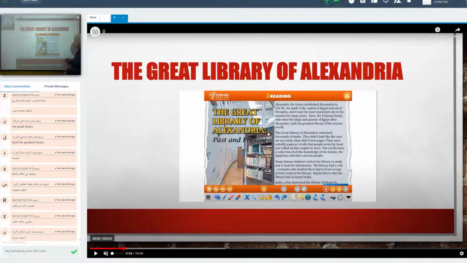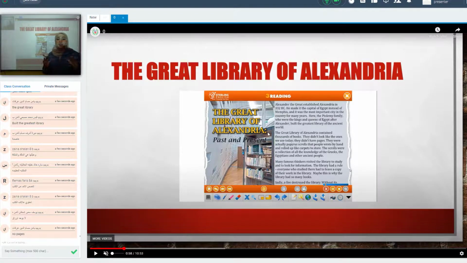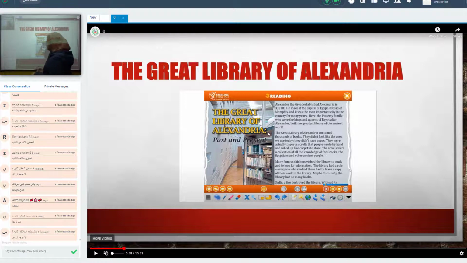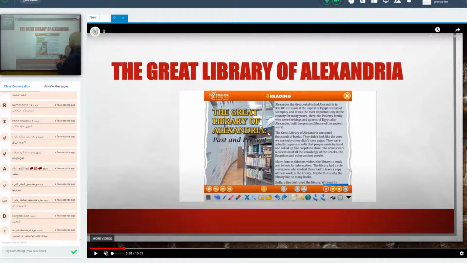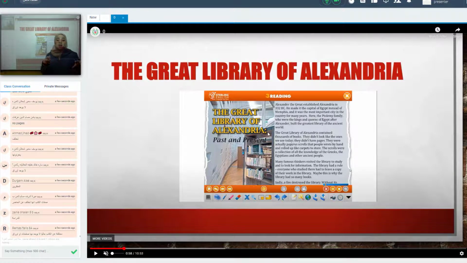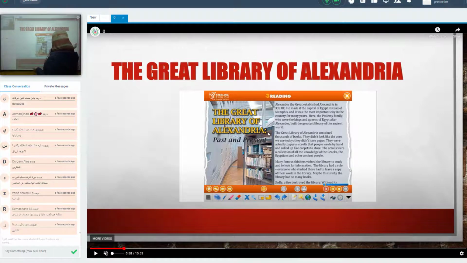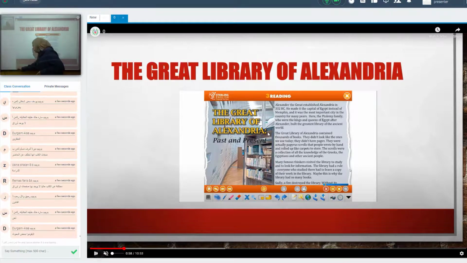Now, paragraph 3. We talk about the most famous thinkers. Why did they visit the library? And we talk about the rule of the library for the famous thinkers.